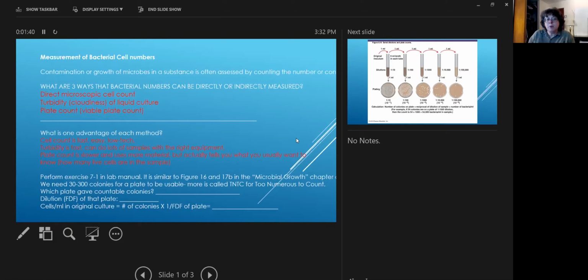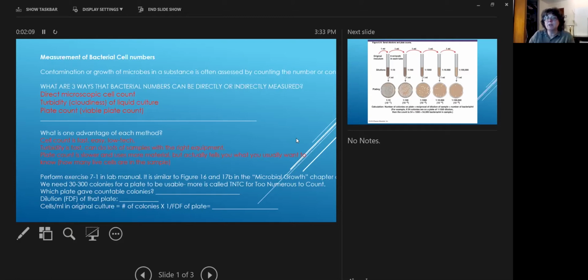And probably the simplest one is just to take a sample and put it on a microscope slide and count how many cells are in the liquid that's on the microscope slide. That's a direct count. An indirect method we can use is to measure how cloudy a liquid culture is. That cloudiness is called turbidity.